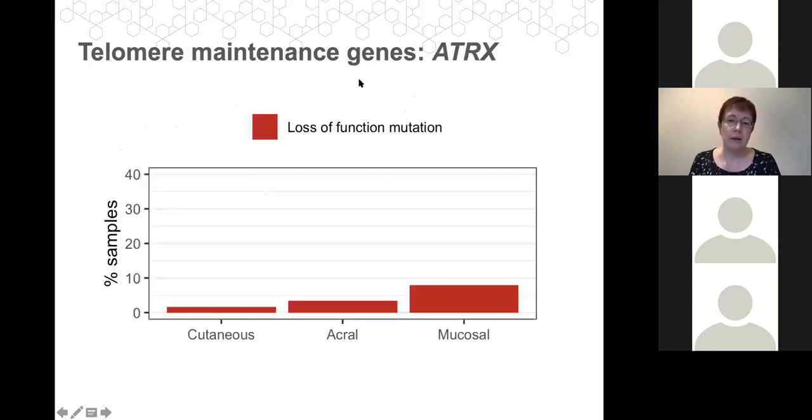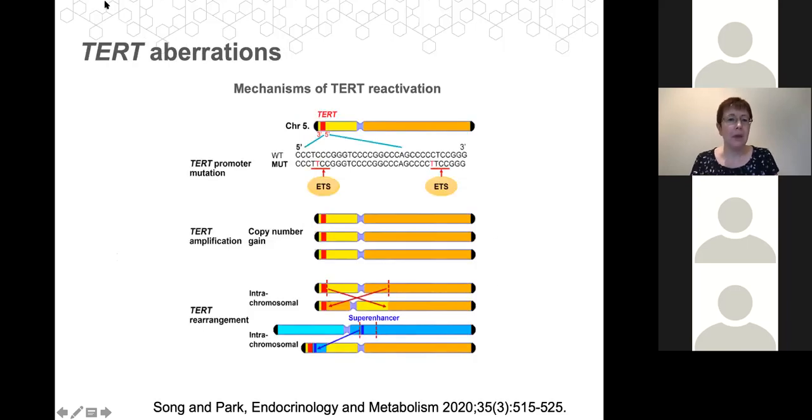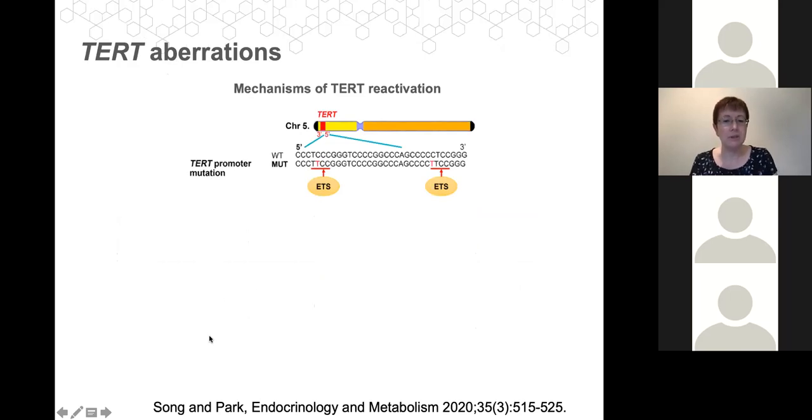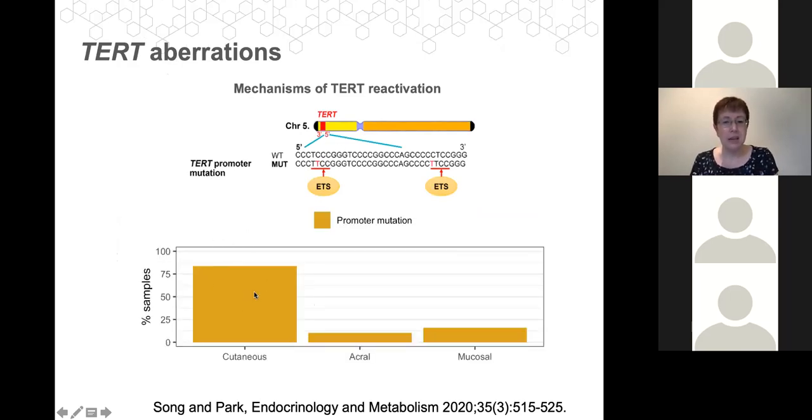So we see a small number of loss of function mutations in ATRX, but we do see them, and these are primarily in mucosal melanoma tumours. And we identified this as a significantly mutated gene when we published our paper last year. For TERT aberrations, there are a number of different mechanisms of TERT reactivation: the promoters, amplifications, and rearrangements. For TERT promoter mutations, there are specific sites which are commonly mutated. Although these promoter mutations do occur in the acrals and mucosals, they're much more common in the cutaneous melanoma, again reflective of their higher mutation burden in terms of point mutations.